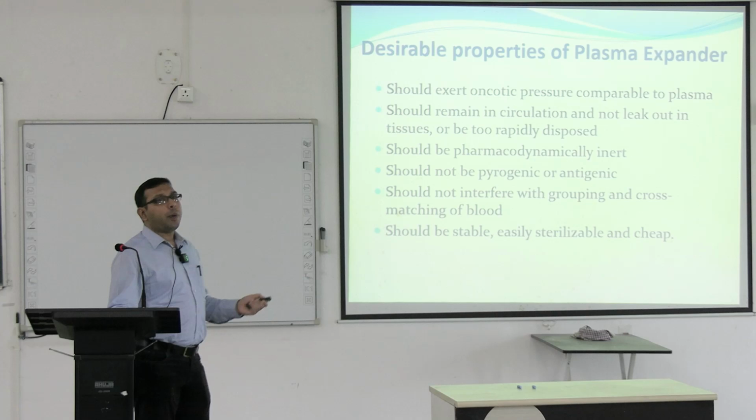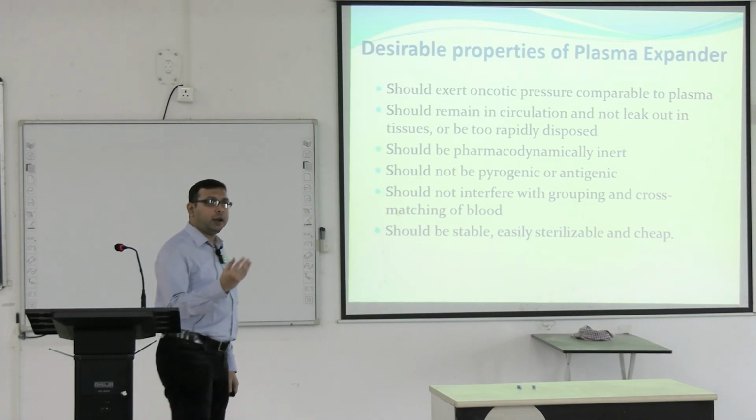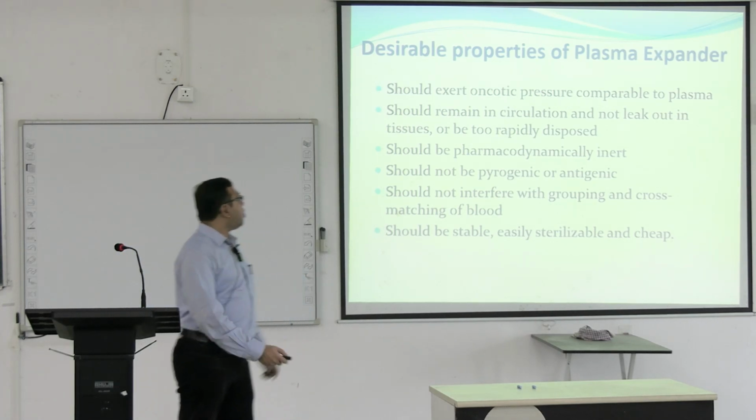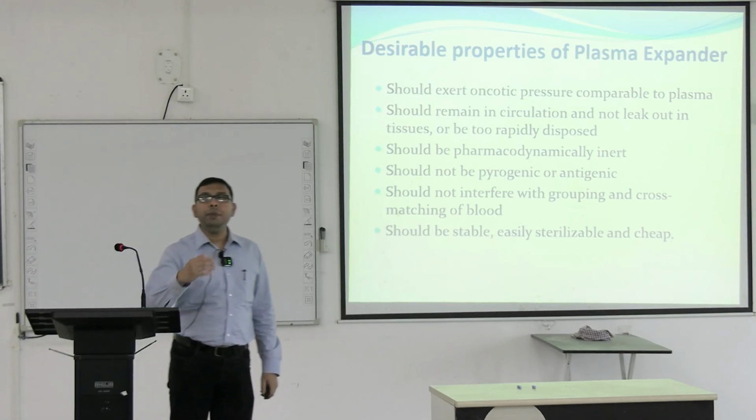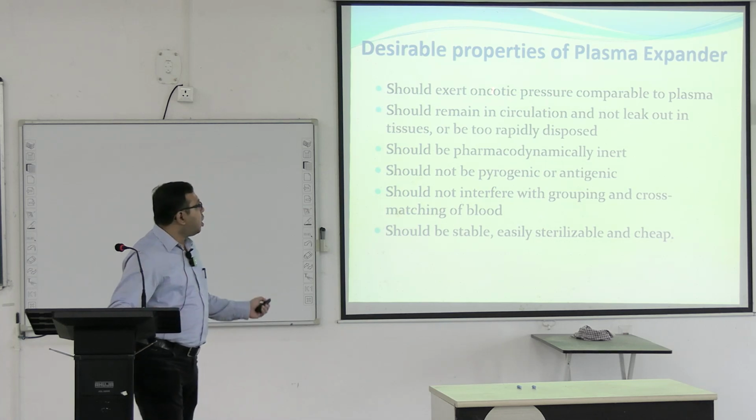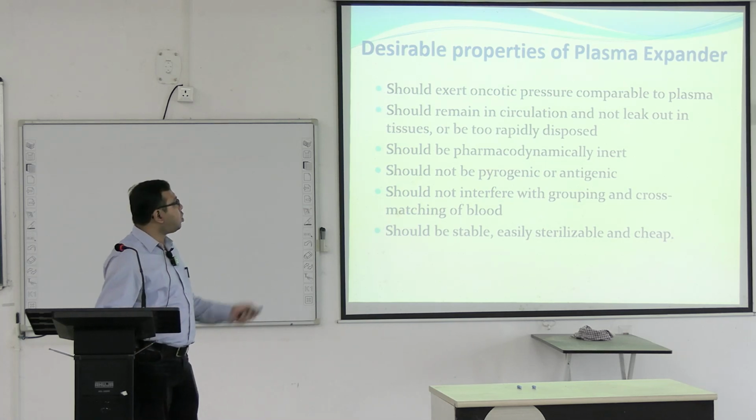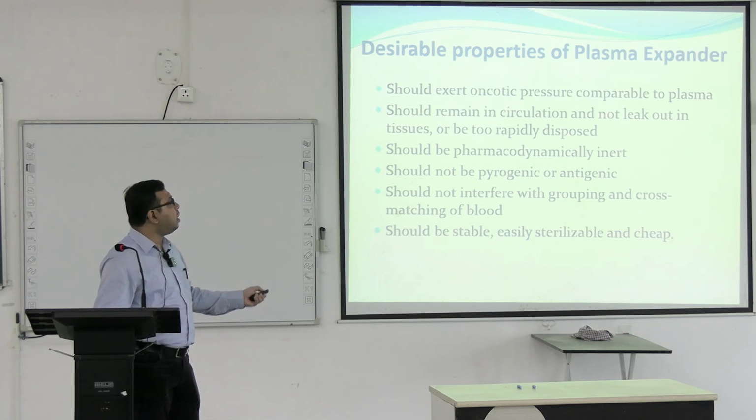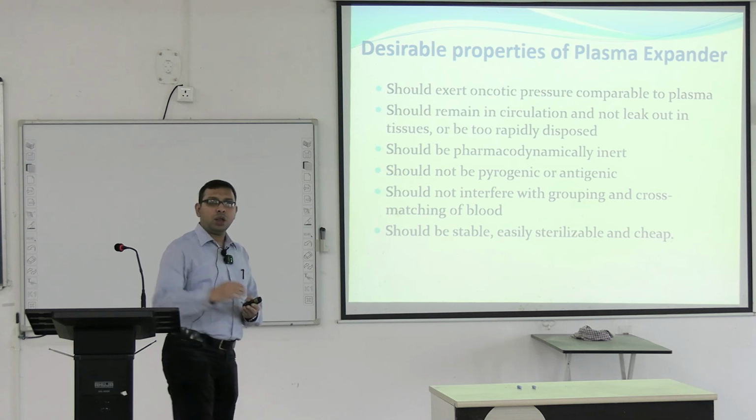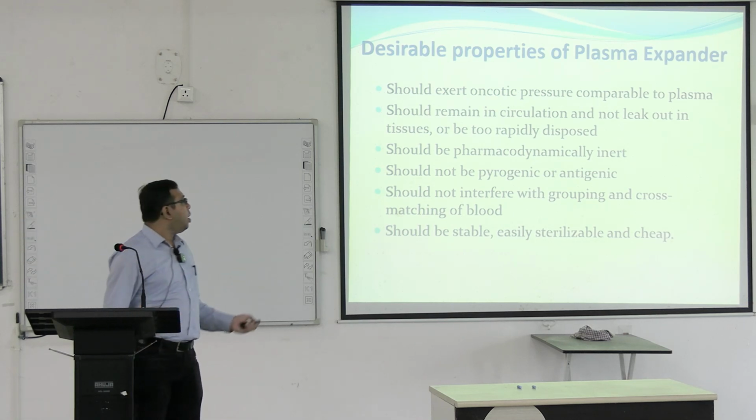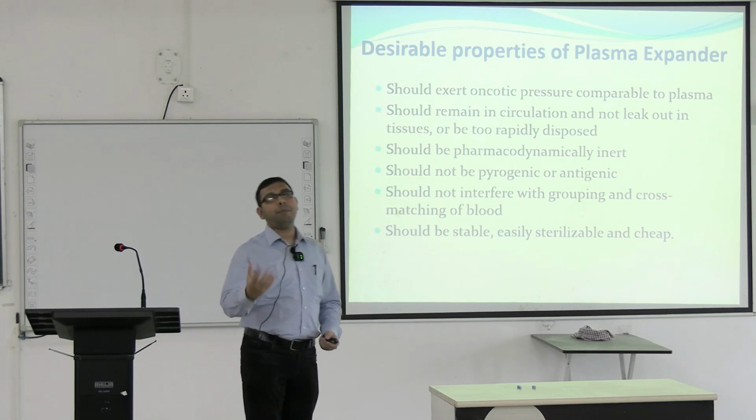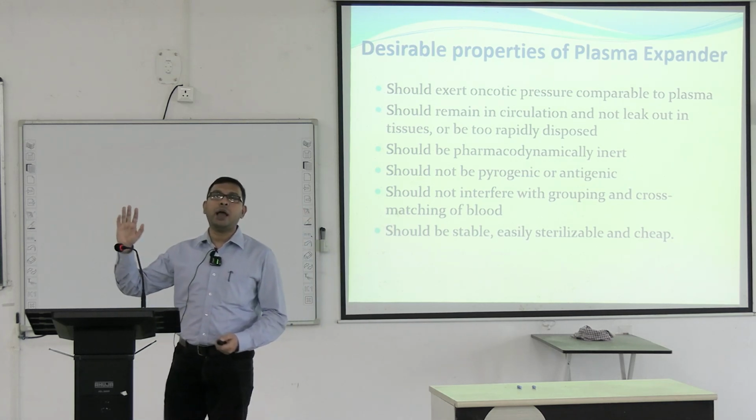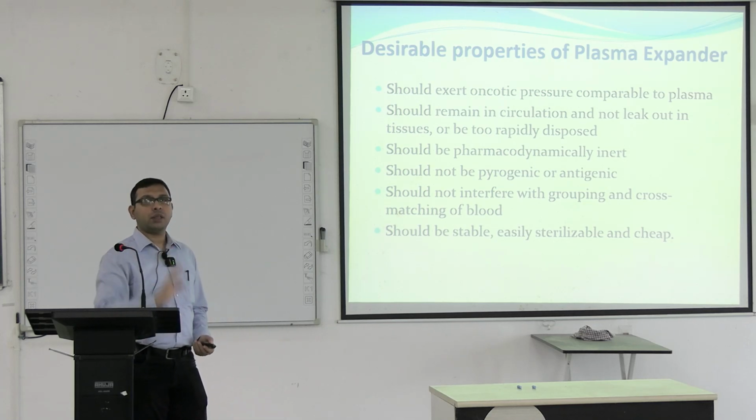There are some desirable properties of a plasma expander. What properties should a plasma expander have? For example, it should exert an oncotic pressure comparable to plasma, that is, it should mimic that of plasma. It should remain in the circulation, not leak out into the tissues or be too rapidly disposed of. It should not be disposed to other tissues. It should be pharmacodynamically inert, that is, it only helps to expand the plasma volume. It should not have some other pharmacodynamic action, that is, it should not decrease or increase the blood pressure, pulse, etc.